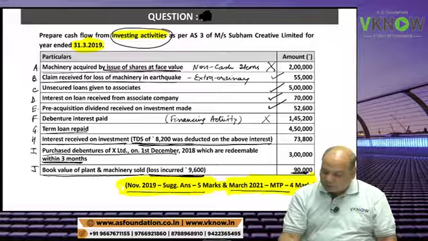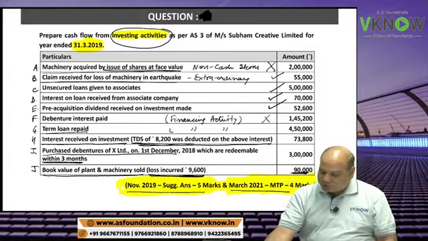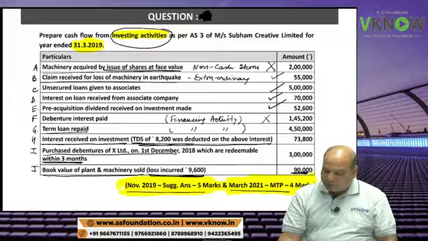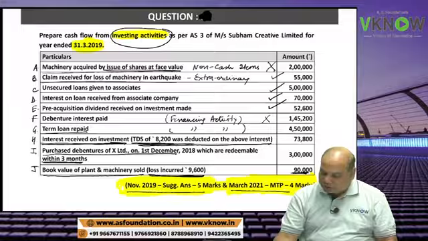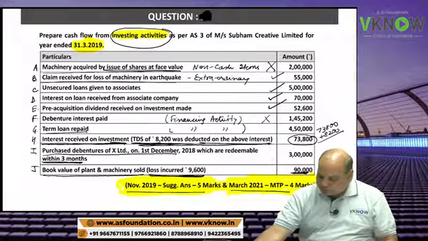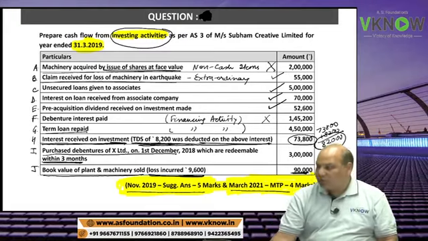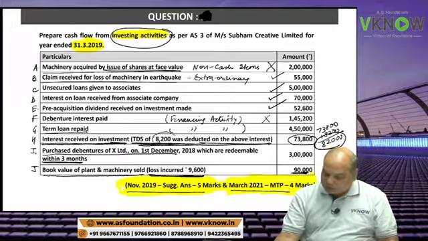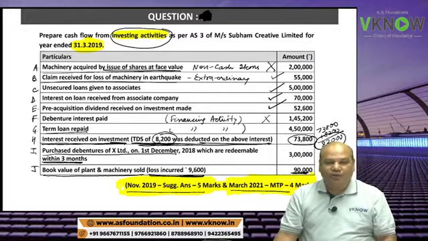Term loan repaid: financing activity. Interest received on investment: TDS of 8,200 was deducted on the above interest. So for gross interest received, please add 73,800 plus 8,200. So gross interest received will be 82,000. So 82,000 will be interest received and 8,200 will be tax paid.